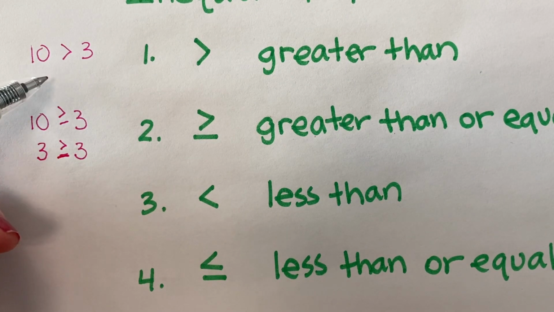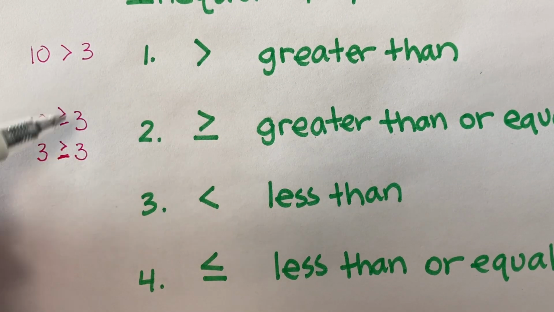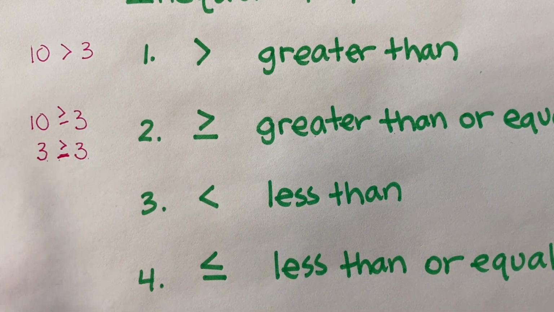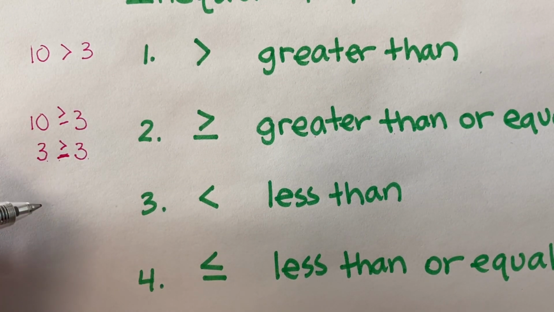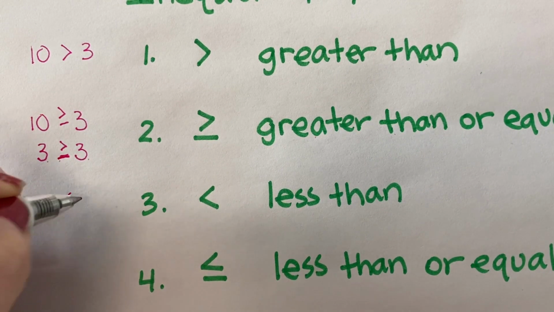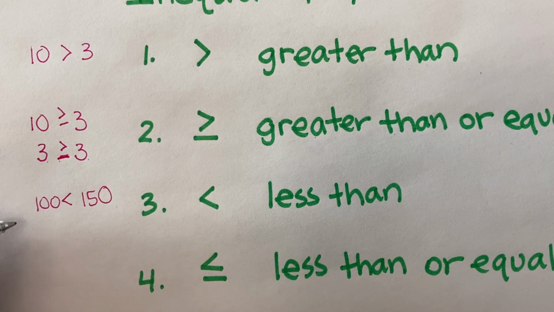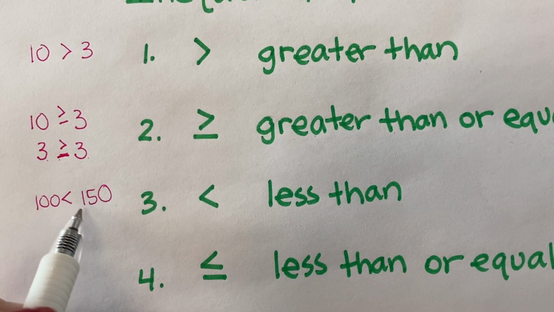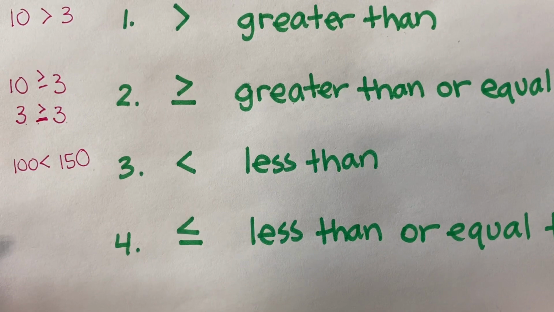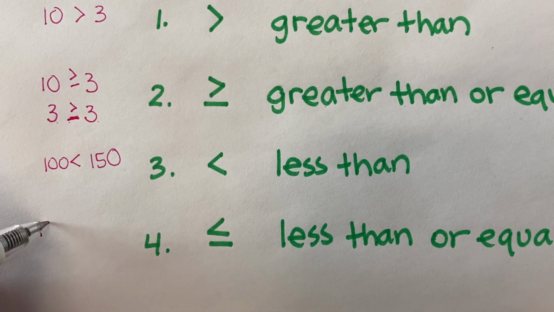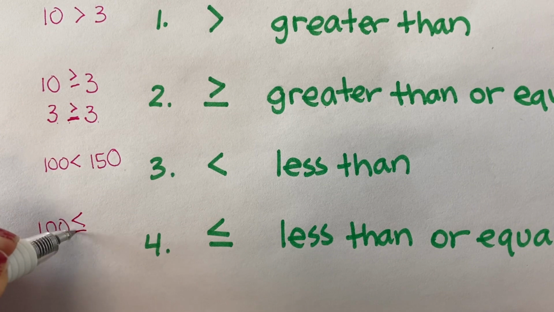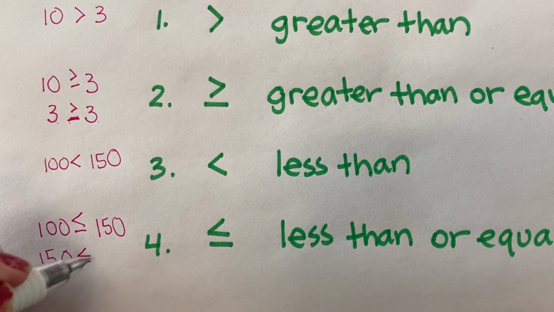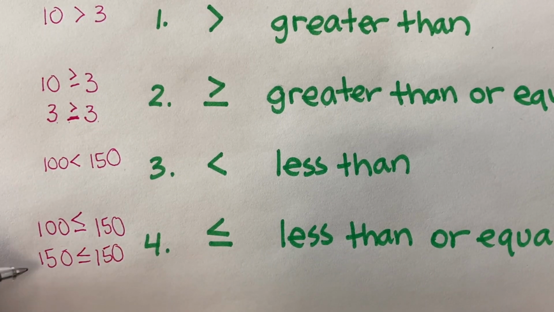I could not do this up here, though. 3 is not greater than 3. The only way you can have the same number on the left and the right is if you have the equal to bar. Okay, what about less than? How about 100 is less than 150? It's almost like pointing to the left for less than. And finally, less than or equal to. I could still use it here: 100 is less than or equal to 150. But 150 is also less than or equal to 150 because it's equal.